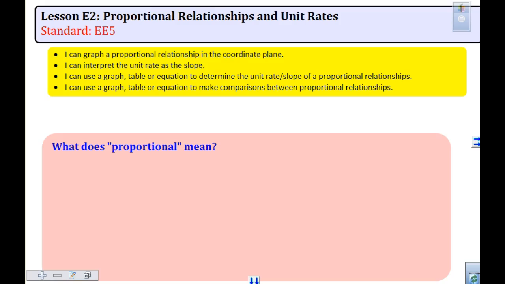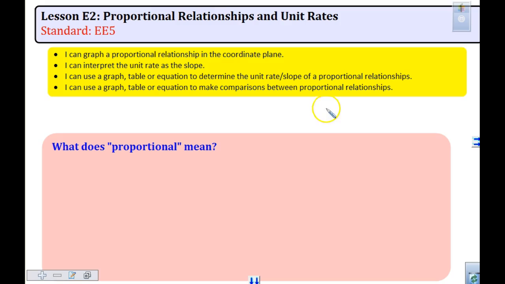As you are looking at this, it says I can graph proportional relationships on a coordinate plane. We kind of talked about that some yesterday. I can interpret the unit rate. We're going to be looking at that. Use graphs, tables, and equations to determine a proportional relationship.